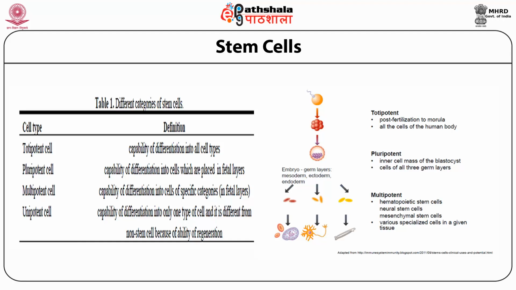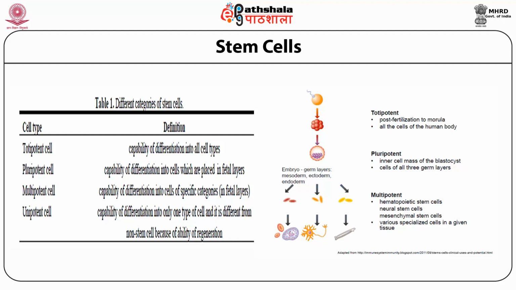So if you look at the totipotent cells, what is their characteristic? What is the definition of it? It has the capability of differentiation into all cell types. And then look at the pluripotent cells. These have the capability of differentiation into cells of the fetal layers. Multipotent cells have the capability of differentiation into cells of a specific category only. However, unipotent cells have the capability of differentiation into only one type of cell. So this has a very restricted potential.